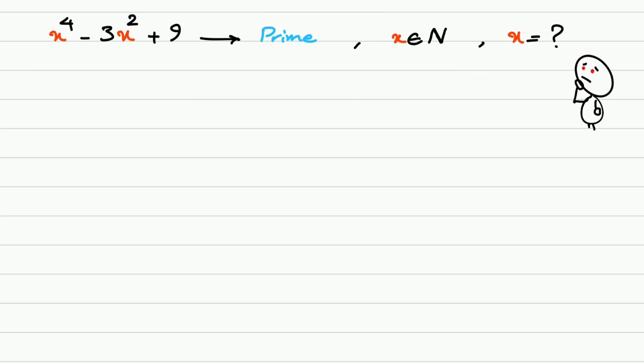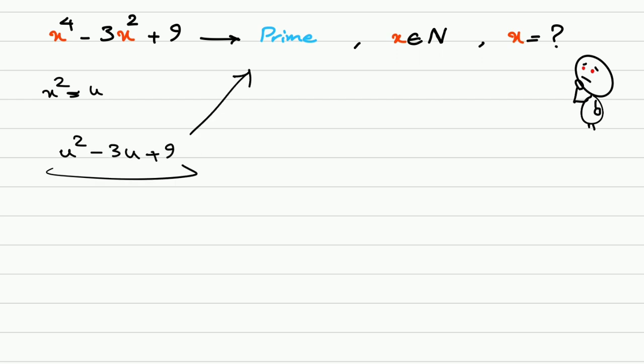So let's see what we can do. Maybe we can say x squared is u and u squared minus 3 times u plus 9 is a prime number, and then try to factor it. But there's a problem with that. It's going to lead us to the complex world. We don't want that. We only want the natural solutions.